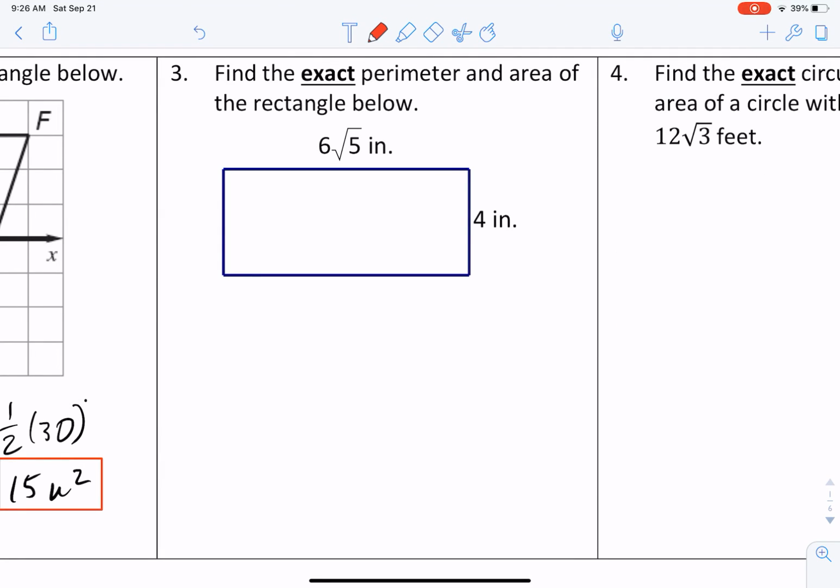Find the exact perimeter and area of the rectangle. Well, finding the perimeter of a rectangle and the area is pretty simple. What complicates this, of course, is the fact that we've got this irrational number in here.